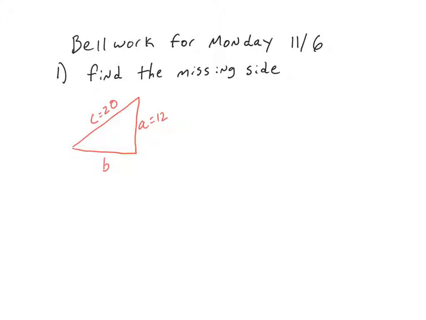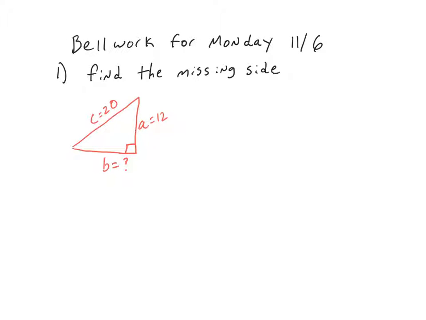This is bellwork for Monday, November 6th. On number 1, we have to find the missing side, and we have a right triangle with A equal to 12, B missing, and C equal to 20.